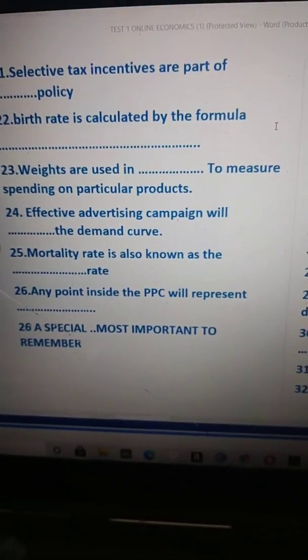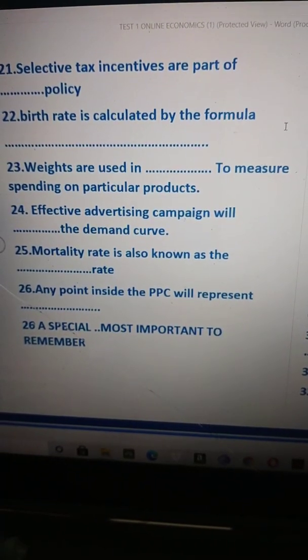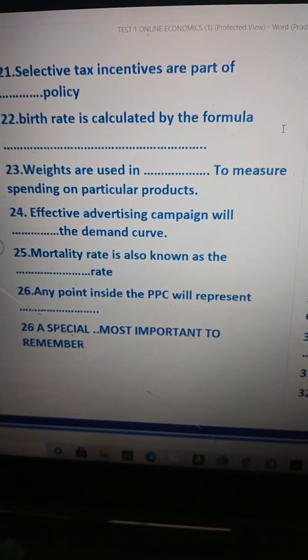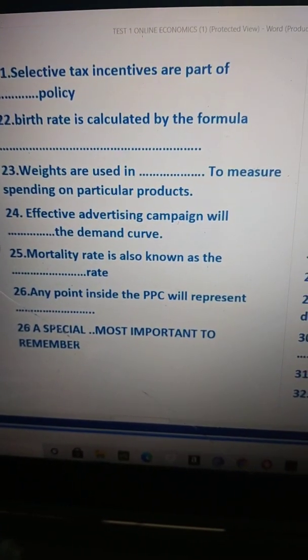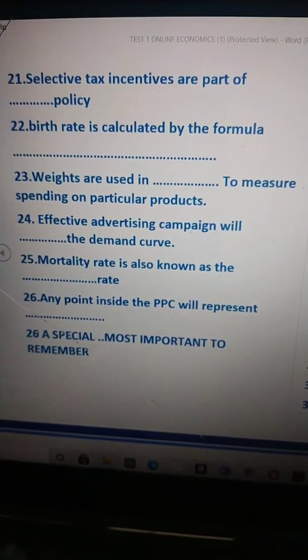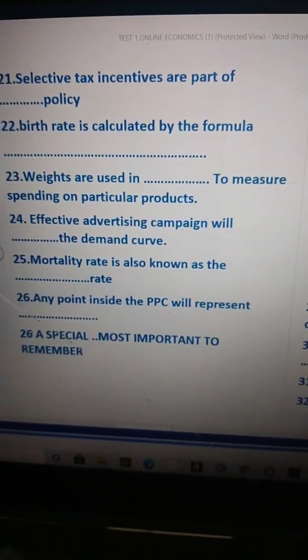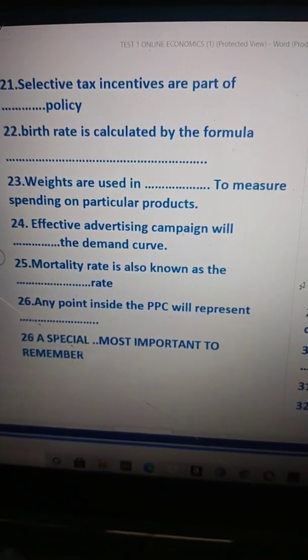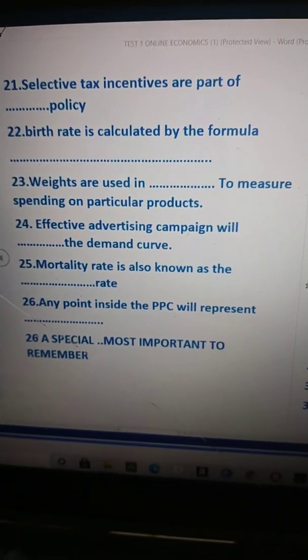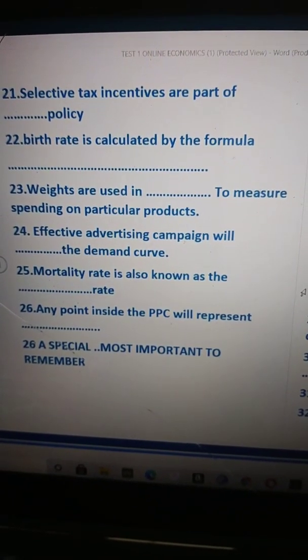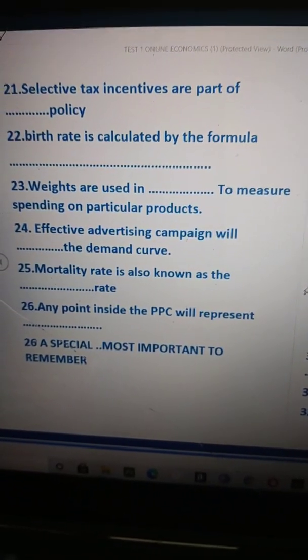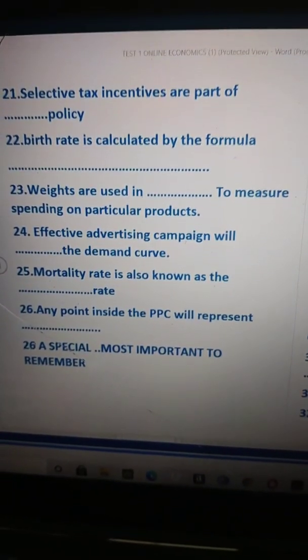Let's see who is going to tell this, because this is something really important. Rates are used in dash to measure spending on particular goods. Inflation or CPI. That's great. Rates are used in consumer price index, CPI, and that is for measuring inflation, to measure spending on particular goods. Very good.